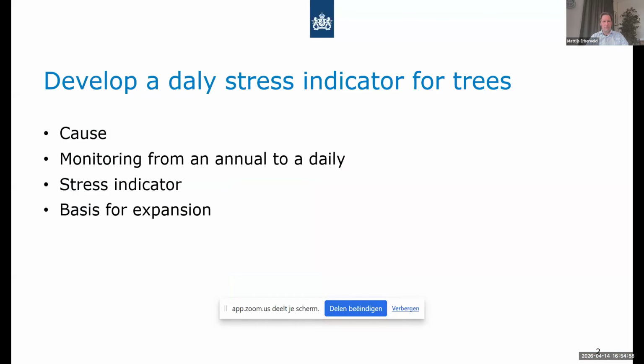So the challenge is to go from an annual to a daily base, and to make a stress indicator. And of course, it is a basis for expansion to all kinds of dashboards, which give a better indication of how the ecological parts of our grounds are doing.